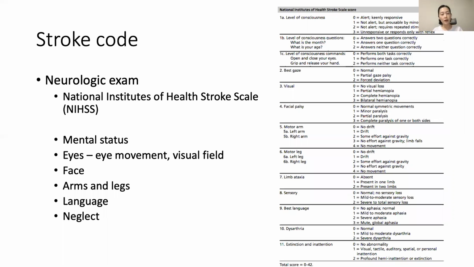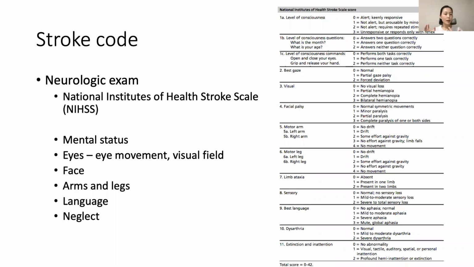And when a stroke code is called, then a neurologist, usually a neurology resident, will be at the bedside very quickly and they will do an exam. You don't need to know the specific points of the NIH stroke scale, but some things to pay attention to would be mental status. Are they drowsy? Are they alert? Are they unresponsive? And then eyes. This is something that if you don't check for it, you very often miss it, but do they have a gaze deviation? Do they have normal eye movements? Do they have a visual field deficit?